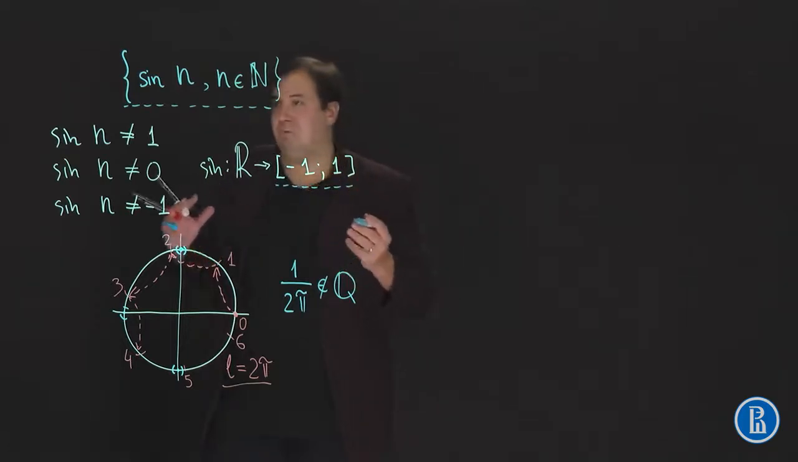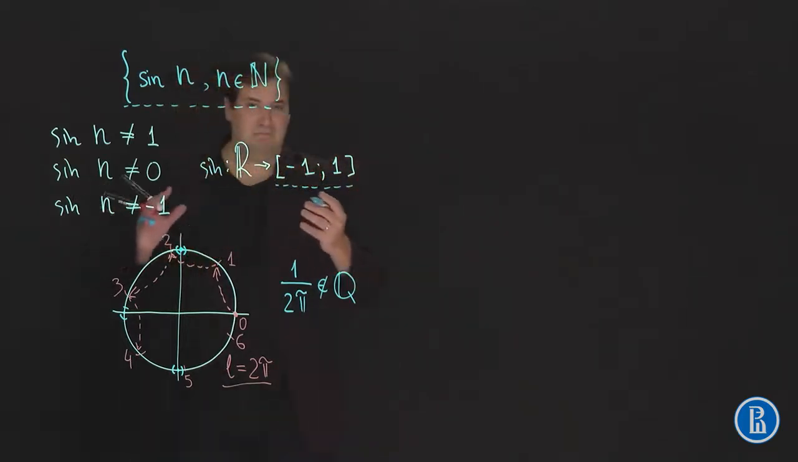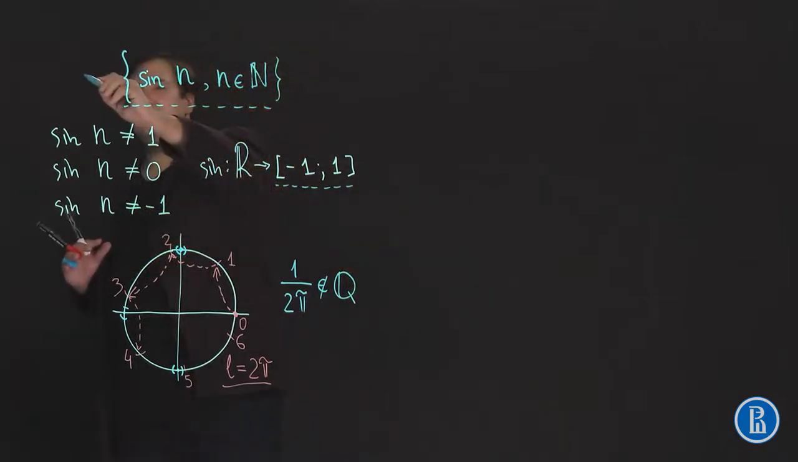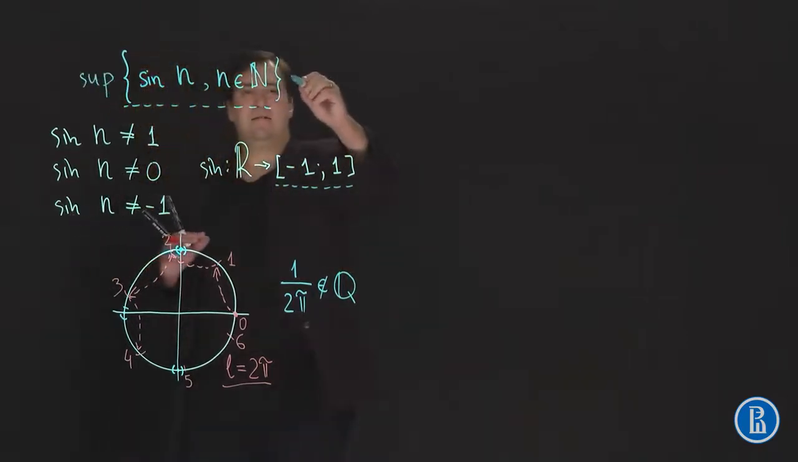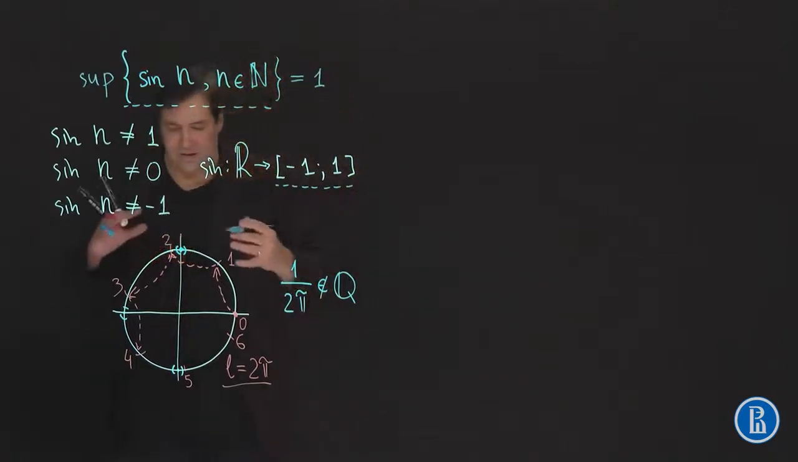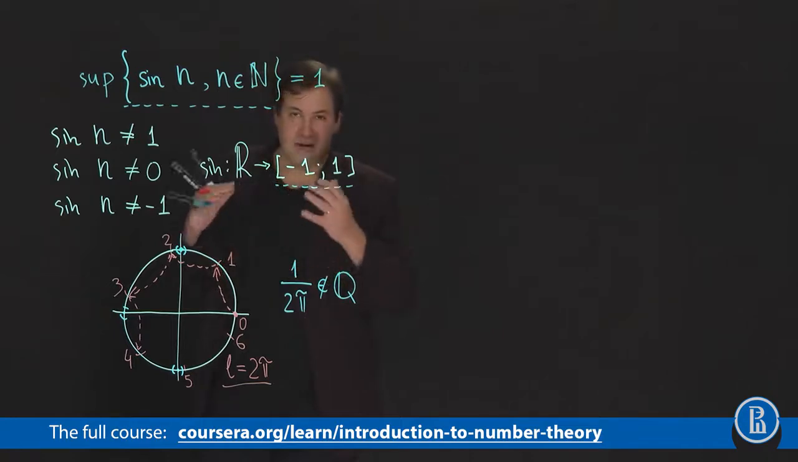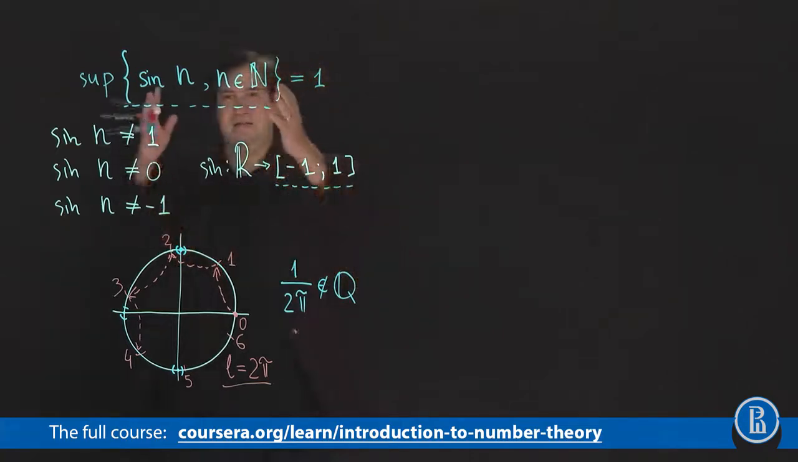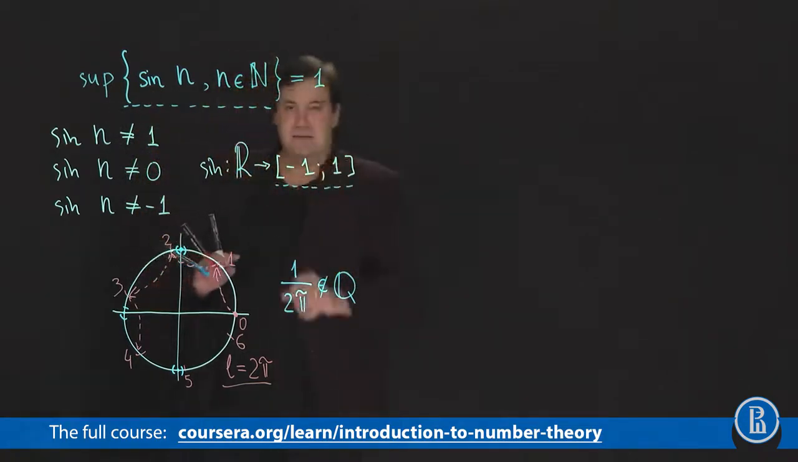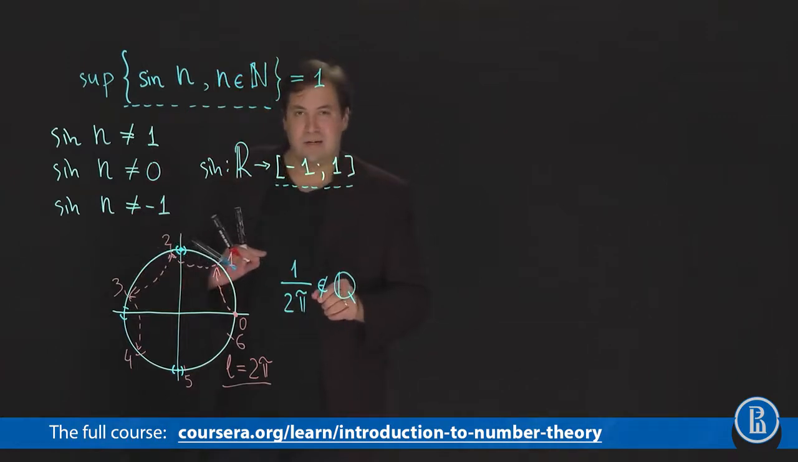And finally, let's write a statement. The supremum of this set is equal to 1, and the infimum of this set is equal to -1. But the main result is that this set is dense between -1 and 1.